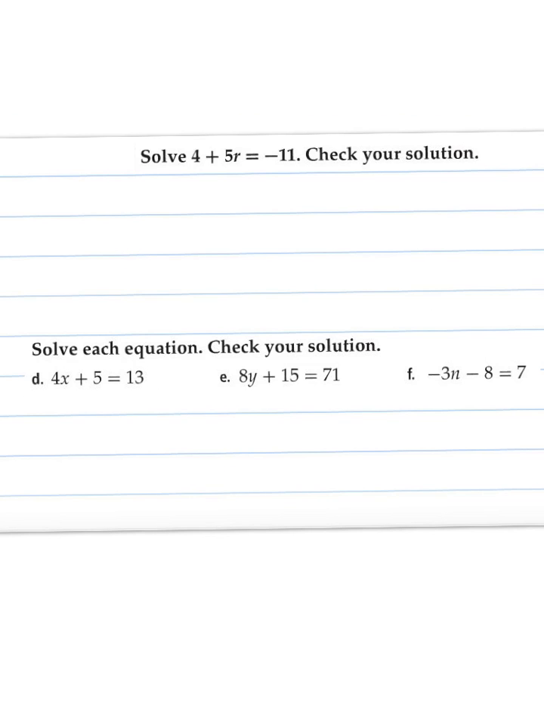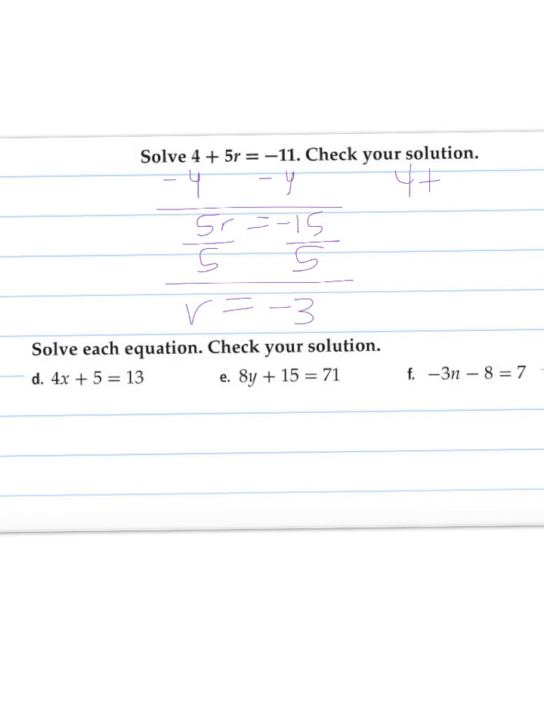Okay, let's keep practicing. The more we practice, the better we get. Okay, so we'll go through, solve it, and then check. I'm going to go a little bit faster. Subtract 4 from both sides. Negative 11 minus negative 4 is a negative 15. Divide each side by 5. R equals negative 3. Plug that back in.